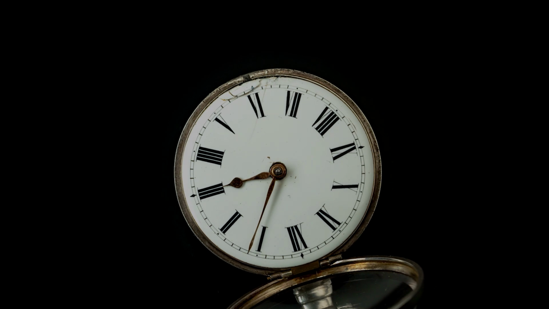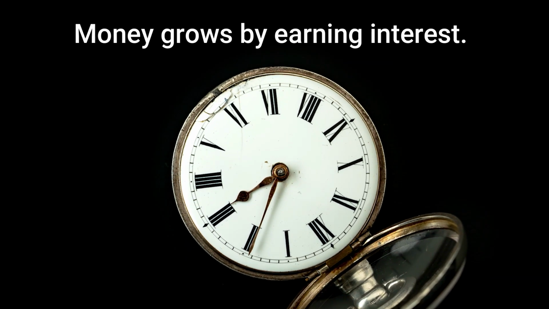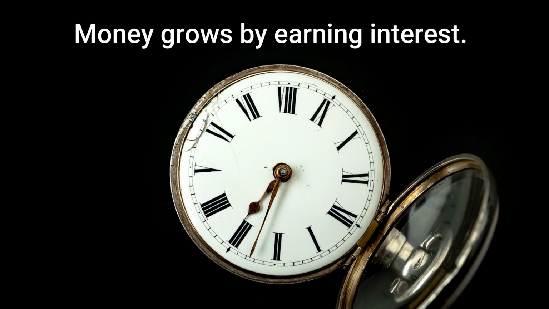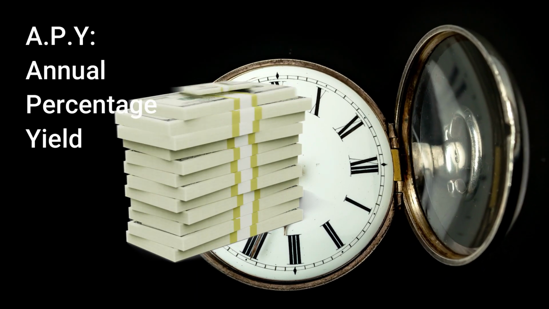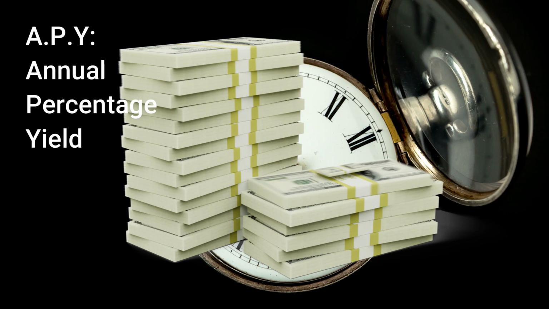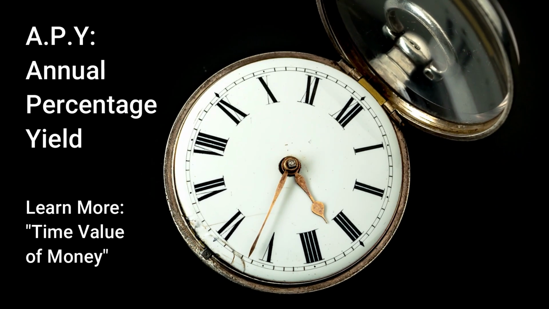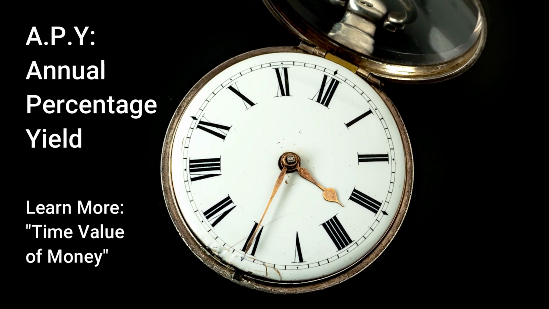Most savings accounts earn interest, which means the money in the account grows at a certain rate over time. Banks call this annual percentage yield, or APY. For more detail on this, check out the video in this series called Time Value of Money.